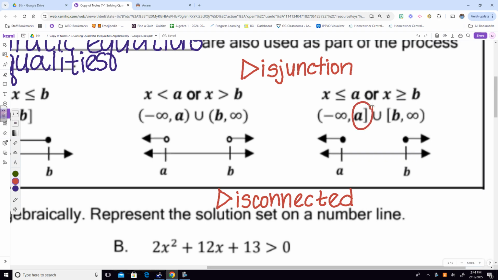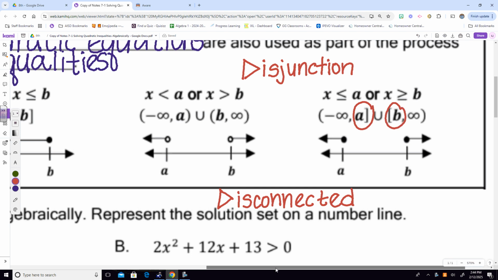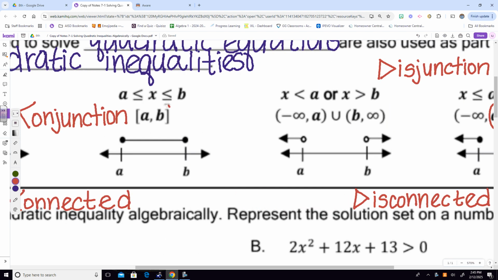Okay. Now notice, guys, in the set notation, look at your answers for the set notation and look at where you have brackets. When is it that we use brackets? What's the correlation?